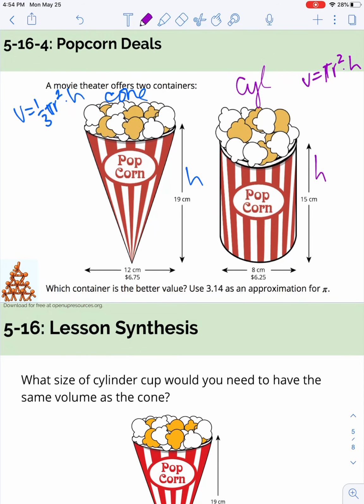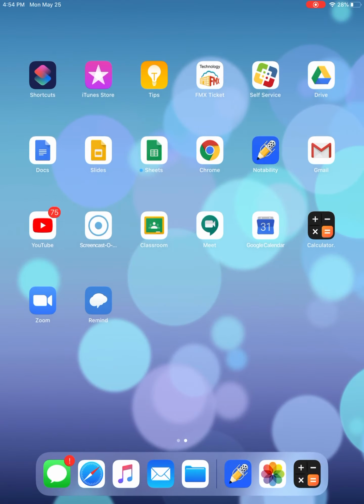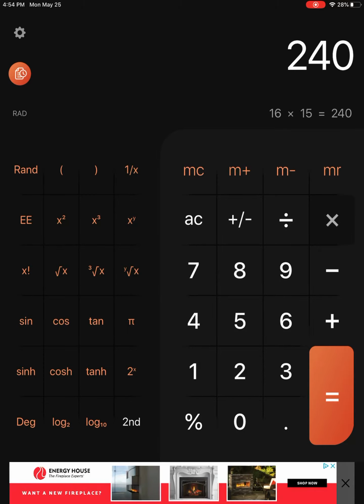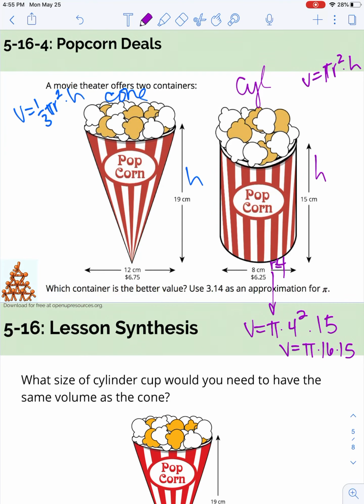So for the cylinder, I can go, okay, if it's 8 across, that means the radius would be 4, right? So then I can solve that. Volume equals pi times 4 squared times 15, because your height is 15. So that's really volume equals pi times 16 times 15. Calculator. 16 times 15 is 240. Volume equals 240 pi.